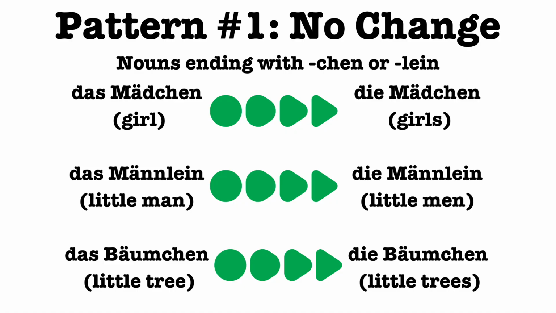While there are very few absolutes in the German language, you can be assured that any noun that ends with the diminutive endings chen or lein will have a plural form that does not change. Examples include das Mädchen, die Mädchen, as I already mentioned, das Männlein, die Männlein, das Bäumchen, and die Bäumchen.